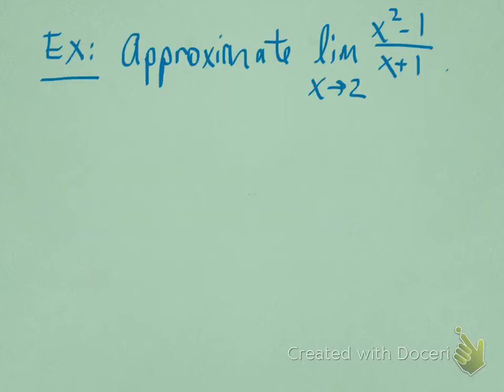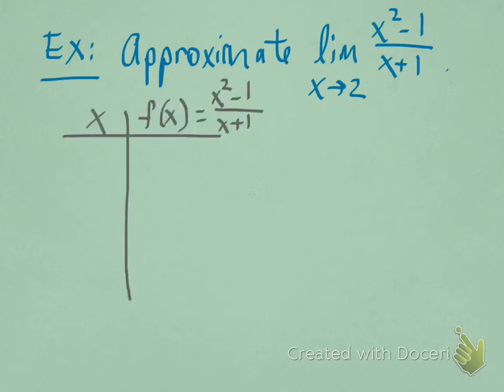So here's an example. I would like you to approximate the limit as x goes to 2 of the function x squared minus 1 over x plus 1. Now there's a couple of ways to go about this. Perhaps the most naive way to do this is just to use a table of values. Because what is a limit asking? It's asking for the function values as x gets closer and closer to 2.